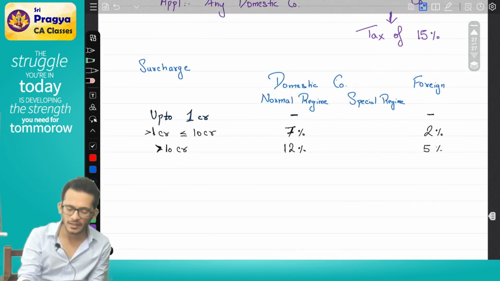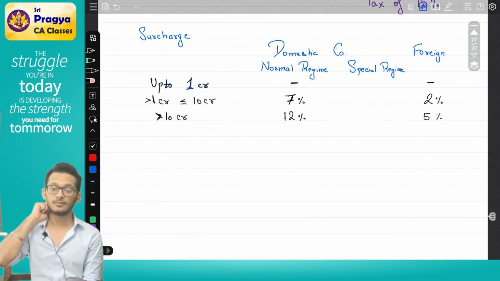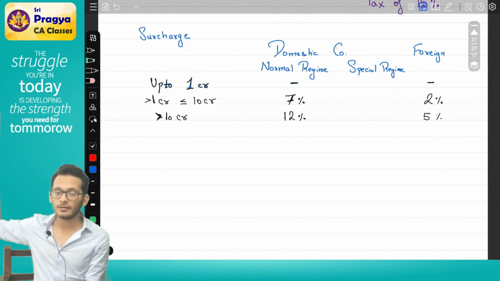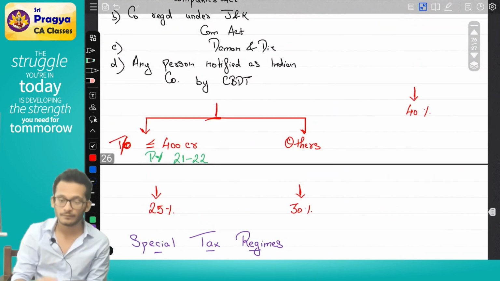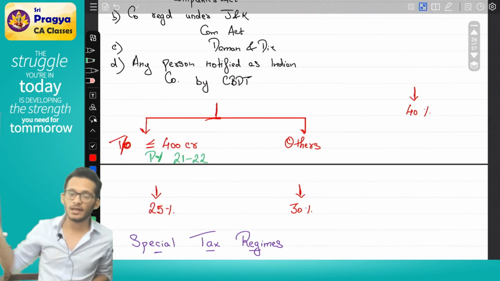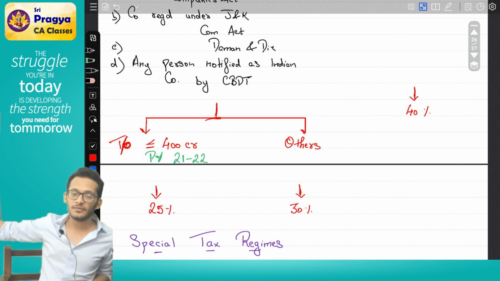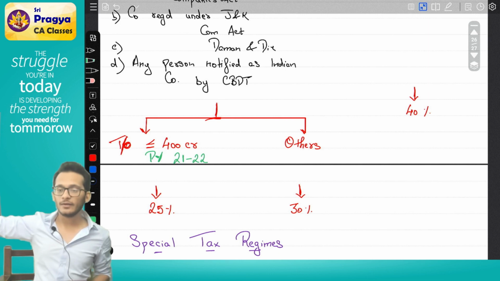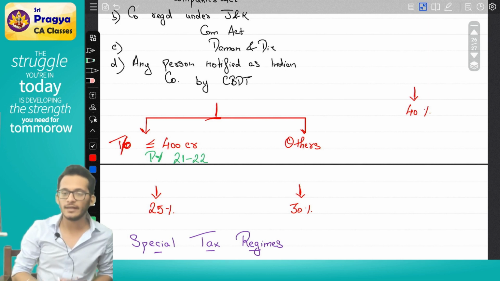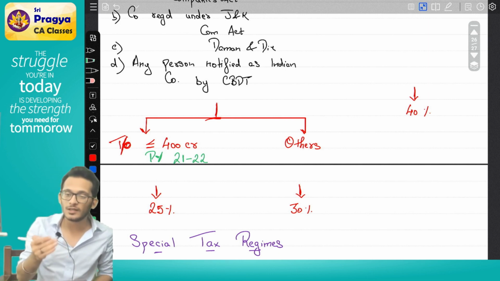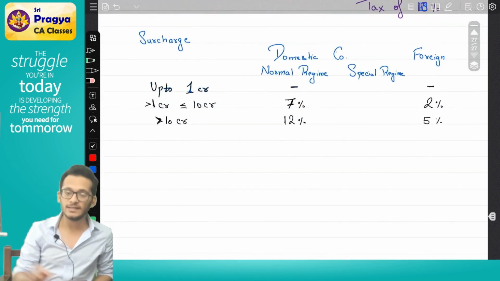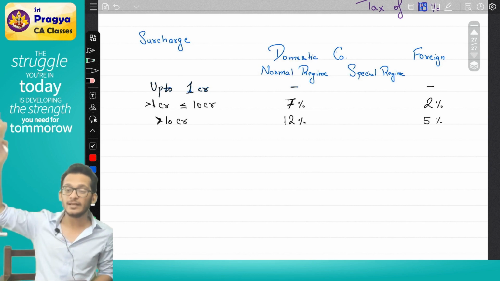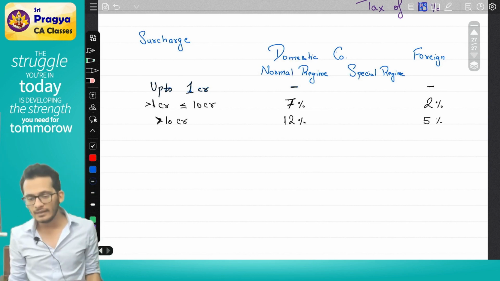You will ask me, Rahul, foreign company, why so small a surcharge? Domestic companies are asked 12 and foreign only 5. Why? Understand, tax itself is high for foreign. It is already 40%, and the 2% and 5% will come on the 40%, whereas the 12 and the 7 will come only on the 25 or 30. Therefore, it is better to have lower surcharges and higher tax. If you put 7 and 12 for foreign, they will end up paying 60-70% as tax.